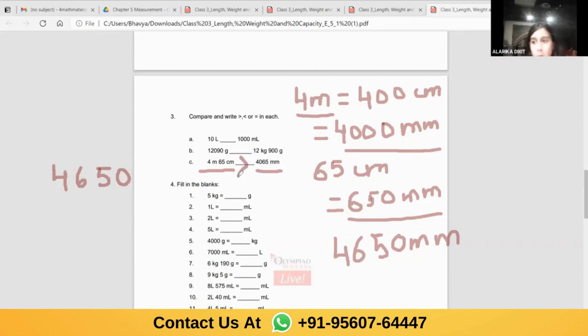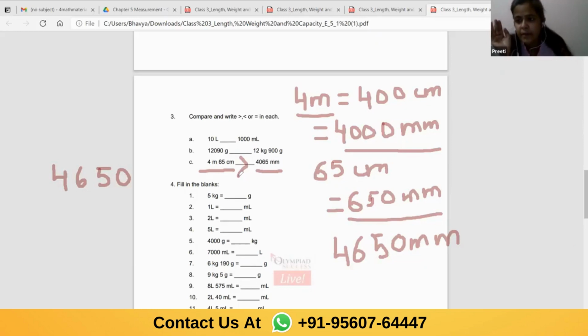4650. You can do it vice versa also. You can also change 4065 millimeter to meter and centimeter. But my point is that both left hand side and right hand side should be in the same units before you compare. You cannot compare two numbers when they are carrying different units with them. Am I clear in this thing?